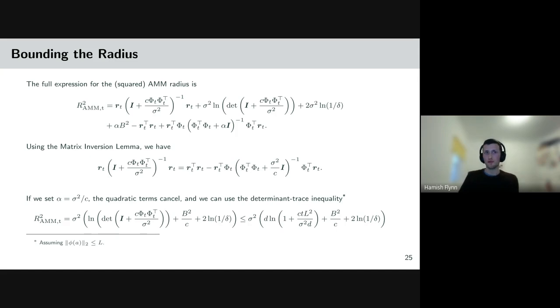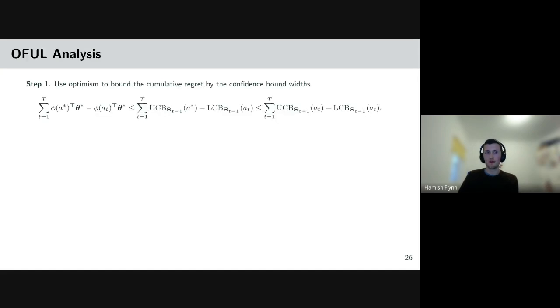And well, in the paper, we show that you can bound this squared radius for any choice of alpha and any Gaussian mixture distribution, but it then becomes a lot messier. Okay, and then from here we can follow the standard OFUL analysis.